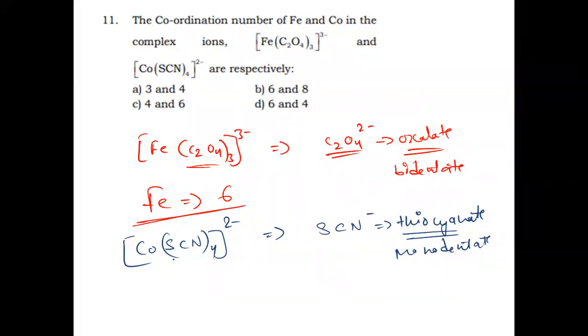So how many thiocyanate ligands are attached to the central metal atom cobalt? It's 4. Then cobalt is having the coordination number 4. Then the correct option here in question number 11 is option D. Coordination number of iron and cobalt in these complexes are 6 and 4 respectively.